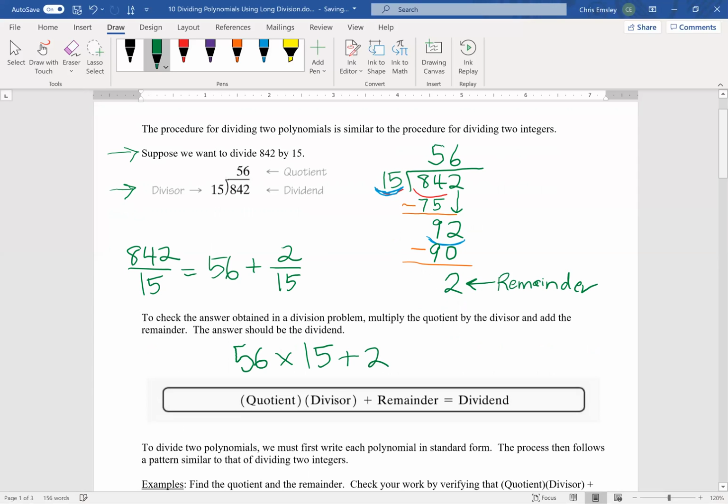Be careful on your order of operations. You want to do that 56 times 15 first, and then add the 2, and that gives us 842, which matches our original dividend. So that means that our answer checks out. So we can always use that procedure to check our answer for long division with numbers or long division with polynomials.